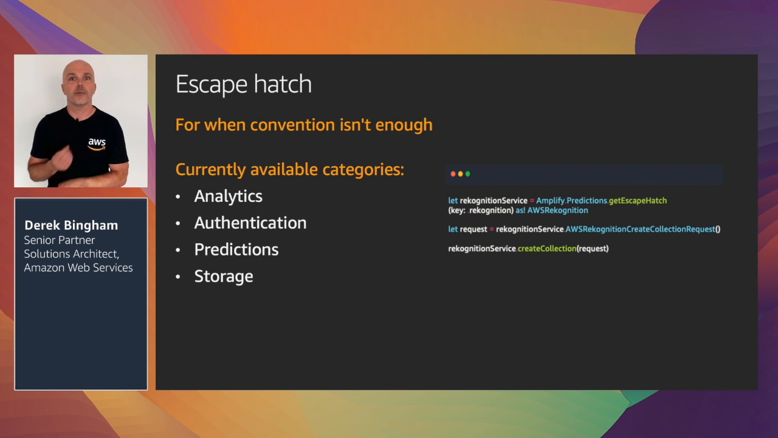So, for example, if you are using our predictions category and you have a use case that's quite complex, it's not covered by the predictions category per se, you can call get escape hatch and then implement whatever you need to do. We're showing here what native categories we currently support for the escape hatches, and you can see an example of how to call an escape hatch there.